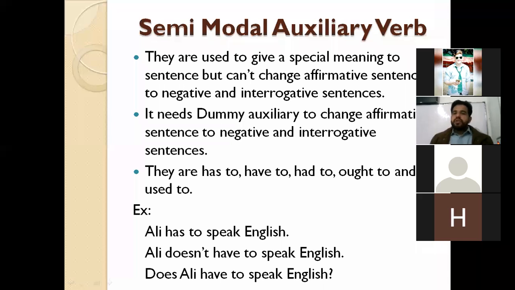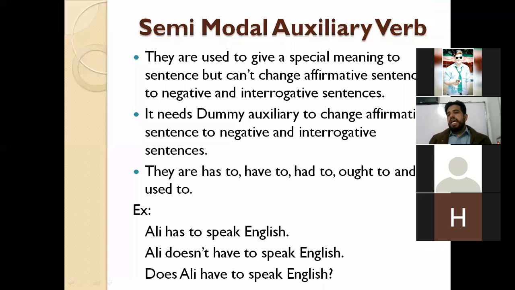Okay, so they are has to, have to, had to, ought to, and used to. As this says, a semi-modal auxiliary can create any meaning in a sentence, but is unable to change an affirmative sentence to negative and interrogative. You can see the example: Ali has to speak English. In this sentence, has to is giving a special meaning to the sentence, but it is unable to change the affirmative sentence to negative. You can see the next example: Ali doesn't have to speak English. So we changed this affirmative sentence to negative with the help of doesn't.